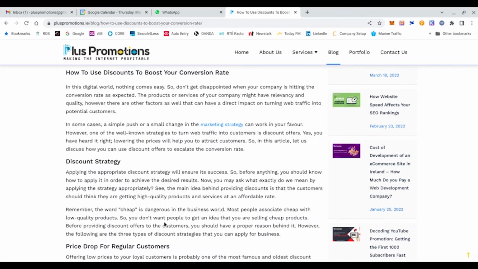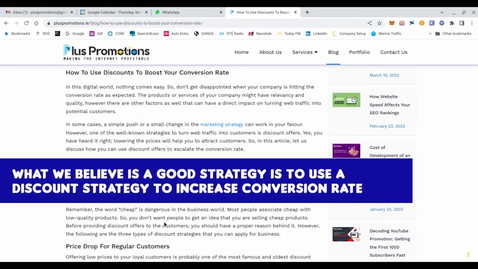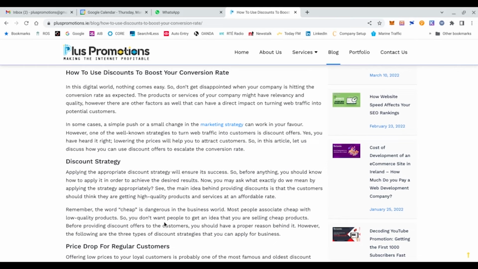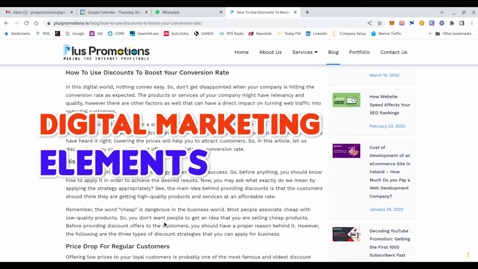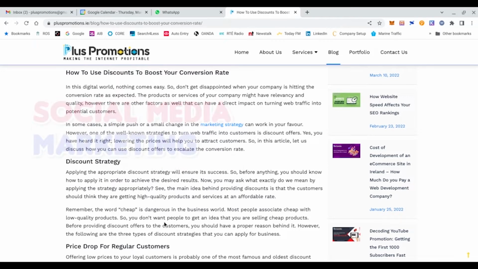Let's say you're currently lagging in terms of conversion, and what are the ways to increase the conversion rate. So what we believe is a good strategy is to use a discount strategy to increase conversion rate. Of course, you'll already be doing the digital marketing elements, SEO, pay-per-click advertising, email marketing, social media marketing. Once all these strategies are in place, it's more of a cherry on top situation.